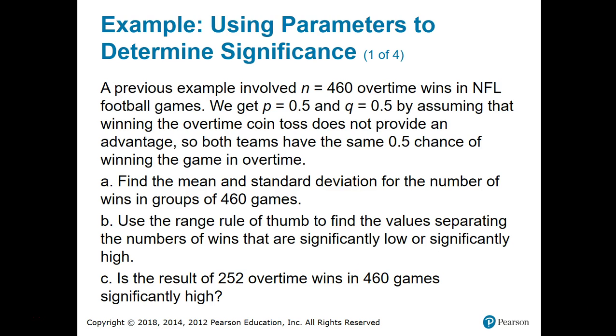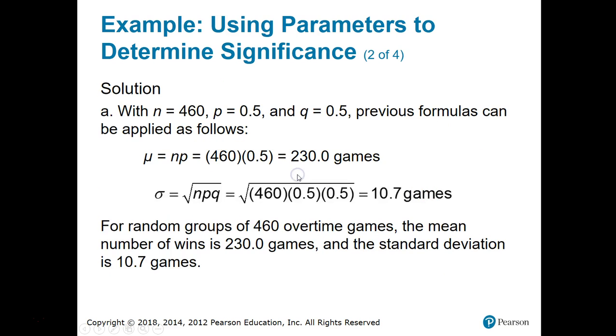P and Q have the 0.5 chance. Find the mean and standard deviation for the number of wins in a group of 460 games. Use the range rule of thumb to find the values separating the numbers of wins that are significantly low or high. Is the result of 252 overtime wins in 460 games significantly high? So p is 0.5, 0.5 times 460. The mean is going to be 230. Boom. About half of that. And then sigma is the square root of npq, which is 10.7.